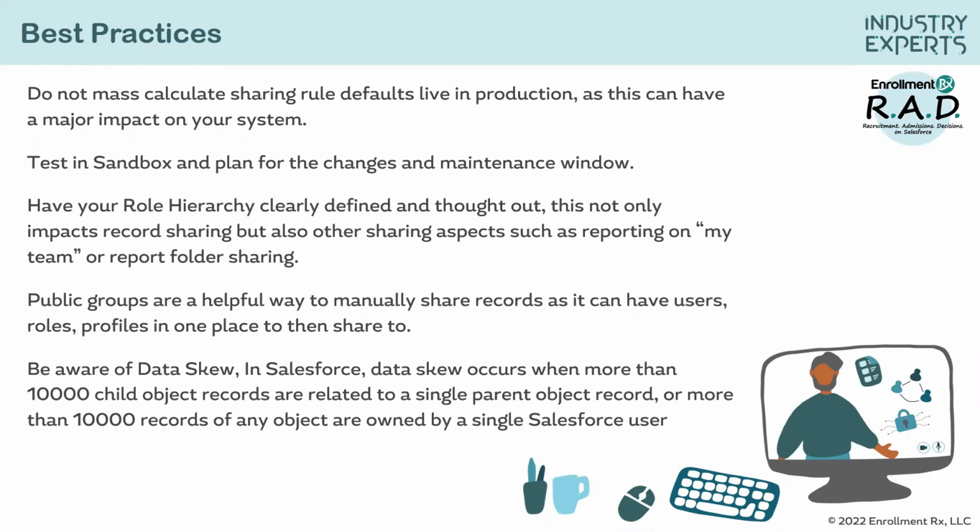Like, for example, I hope this never happens, but for some reason, if you had, I don't know, 50,000 contacts under one account record, there's lots of problems with that, but that could cause tons of issues, right? And so that's just something to be aware of, is that when you have this overweighted ownership of certain records or relationships, data skew can be a big issue. But Paul, I don't know if there's anything else you want to chime in there as well.